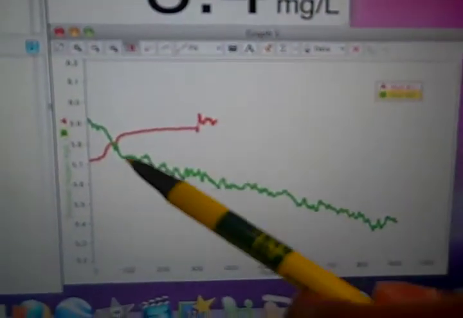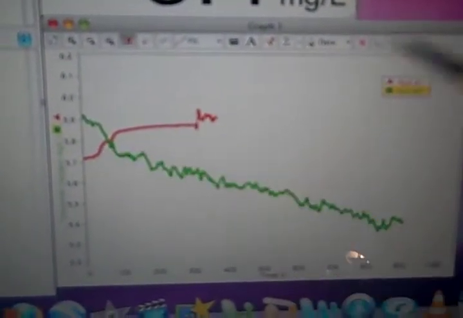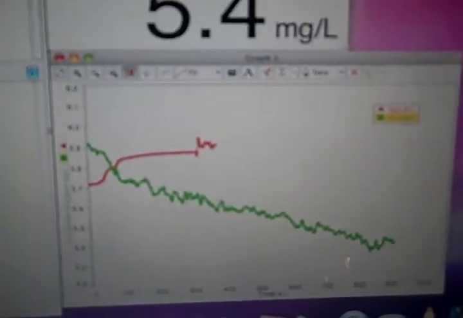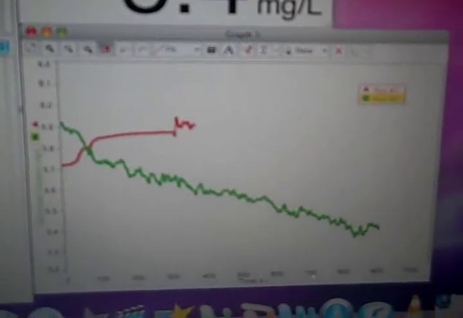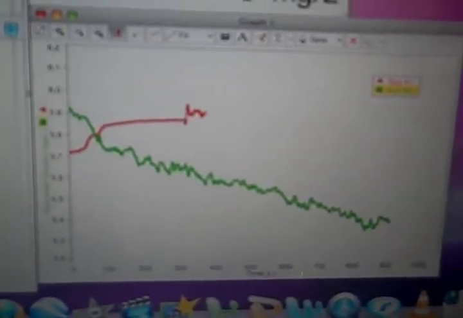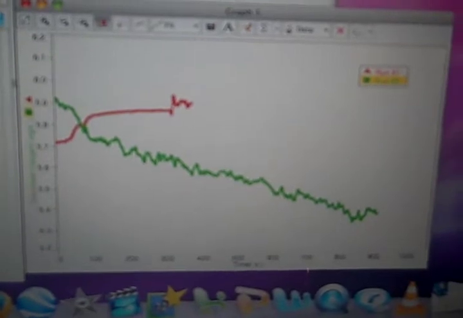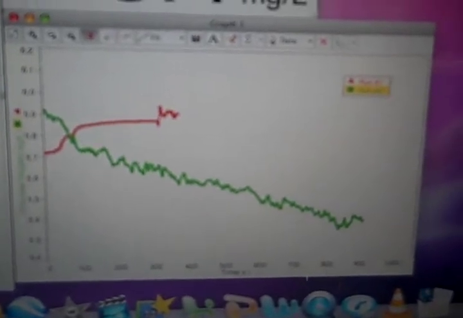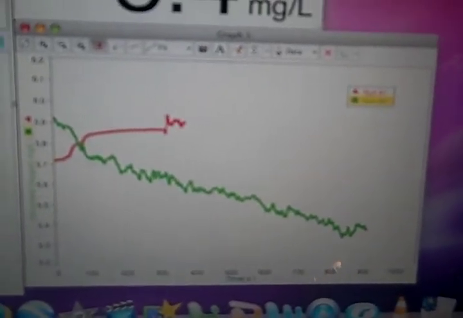So after 15 minutes of run number 2, the dissolved oxygen levels have dropped dramatically, as you can see here, represented in the green line, run number 2, from run number 1, the red line. The dissolved oxygen level was on a steady decrease, and that's about it.